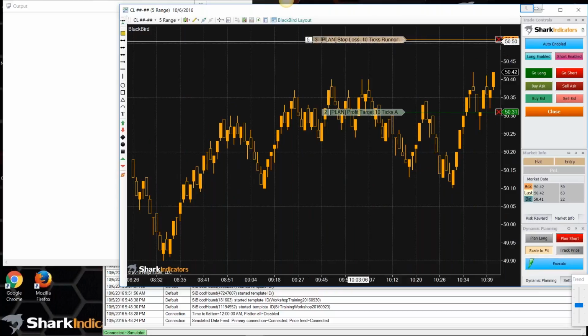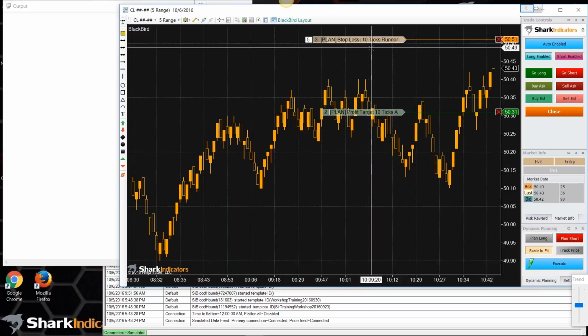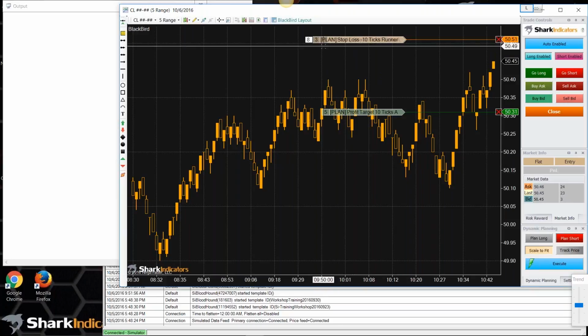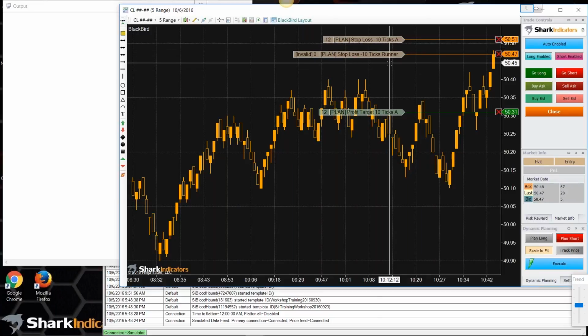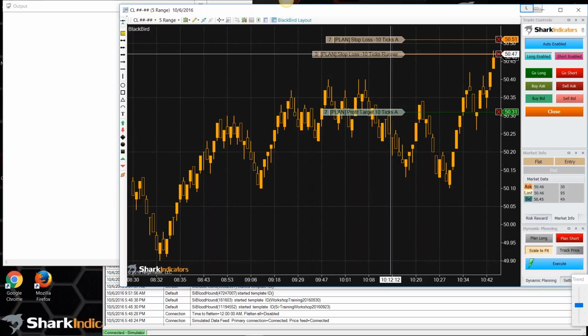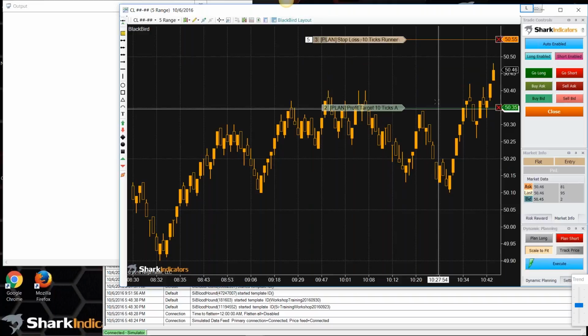All right, so let's play around with our stop loss here. So we can see we got 2 stop losses sitting on top of each other, right? So you'll notice that there's 2 numbers here. In white, that's the total number of contracts for both order sets. And if I grab one and move it down, let's adjust that again. There we go.